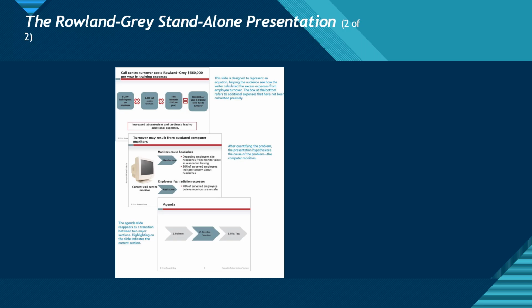Number 3. Third slide, agenda slide. The agenda slide reappears as a transition between 2 major sections. Highlighting on the slide indicates the current section.